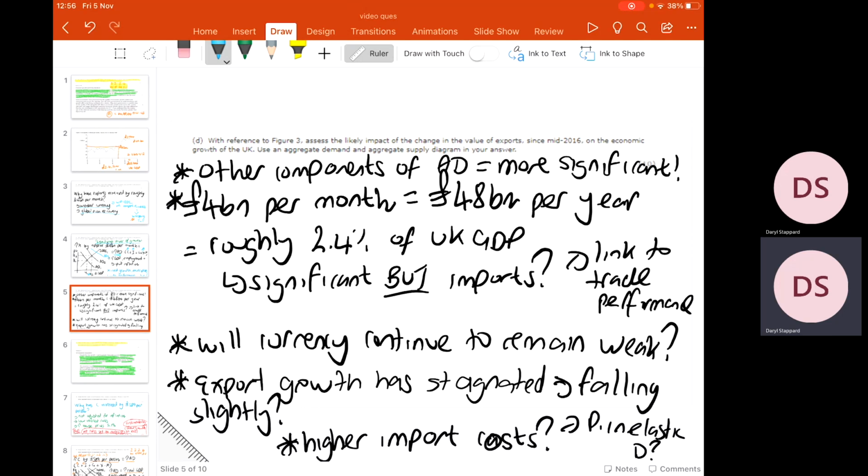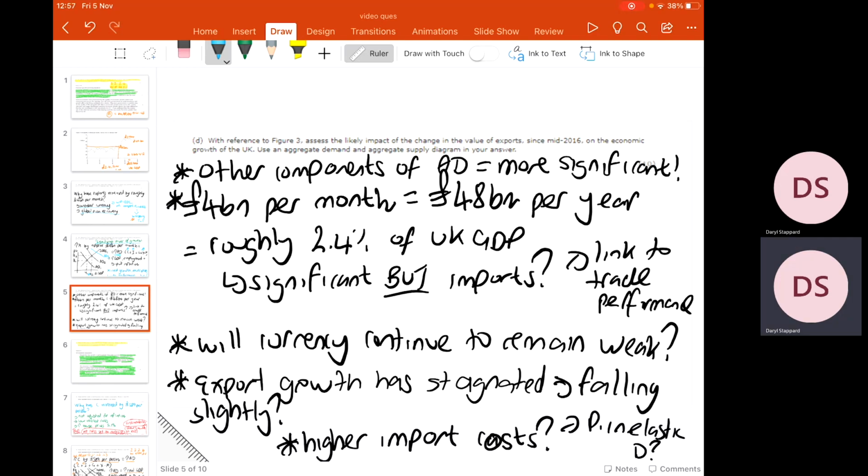Look at the first one that I've put down. I could say that a growth in exports will clearly contribute towards the growth in GDP. But how significant that growth in aggregate demand will be will partly depend on the other components of aggregate demand. I could say, for example, consumption and government spending are much more significant components of aggregate demand. So changes in consumption and investment, and maybe even government spending, will have a much more significant impact on GDP than a growth in exports would.